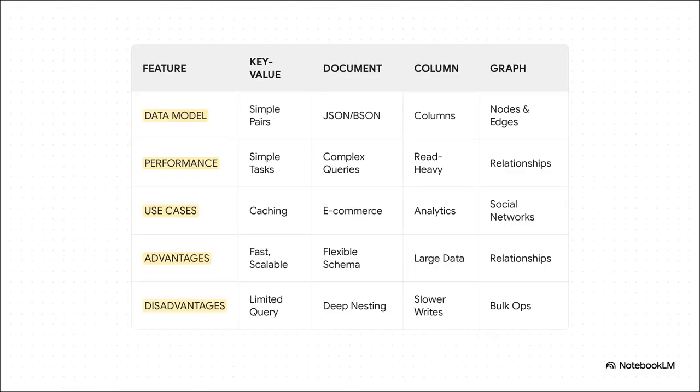Look, if your number one priority is just raw speed on simple data, you grab a key value store. Simple. If you need a flexible, rich data model for something like a product catalog, you're going to use a document database. If you're doing massive scale analytics on specific chunks of data, the column database is your workhorse. And of course, for understanding those deep, complex connections between things, nothing, and I mean nothing, beats a graph database. And as you can see, each one has its clear advantages, but also, and this is important, its own trade-offs.